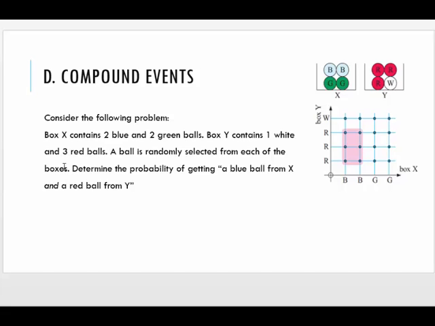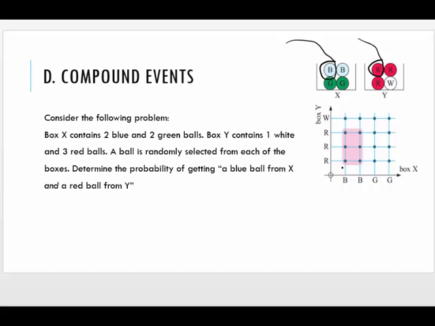I got this example from the book, so you can follow along with that as well. It's toward the top of section D. A ball is randomly selected from each of the boxes. Determine the probability of getting a blue ball from X box and a red ball from Y box. Okay? So here we go. We're going to randomly select a ball, and we want to know the probability of selecting a blue, and the probability of selecting a red. Now looking at it, we can think, oh, that's a pretty good chance.